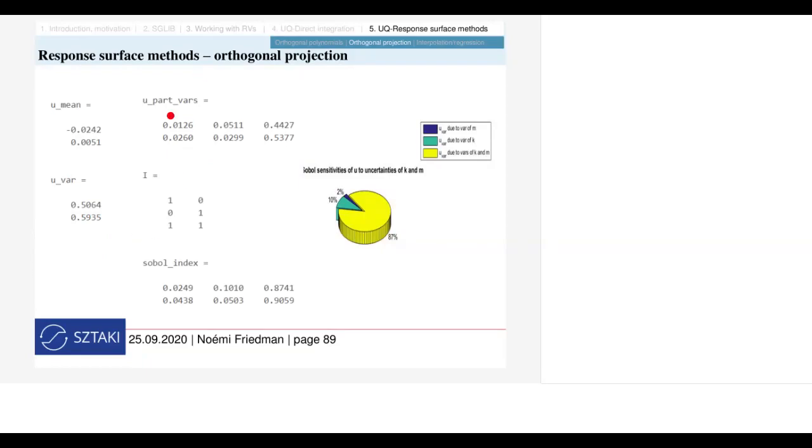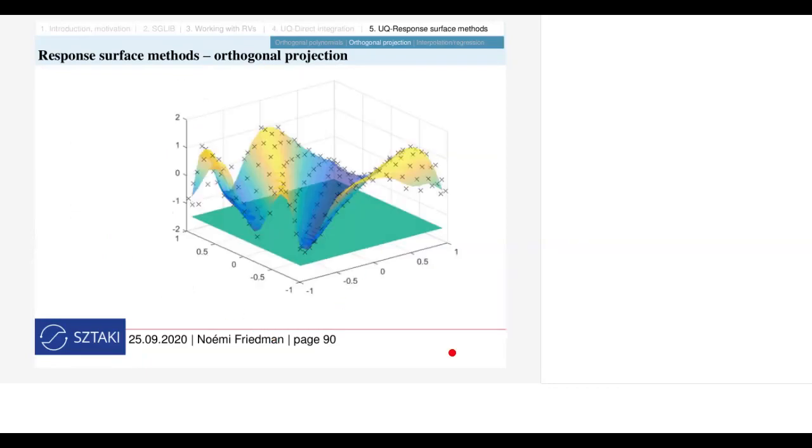And this is just corresponding to the Sobol sensitivities. So this is all I leave out now. And you can also plot the response surface. If I only have 2 dimensions, I can evaluate the solution at any mesh points. Now for any value of k and m, I have a response. And the crosses are where the integration points were. So these are the points where I have actually computed the solution, and the rest is computed from the expansion.